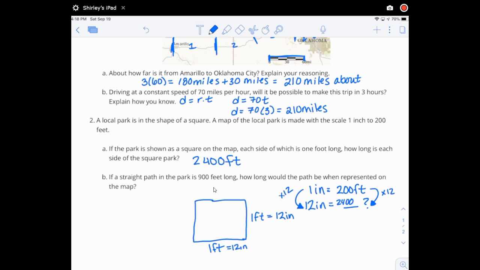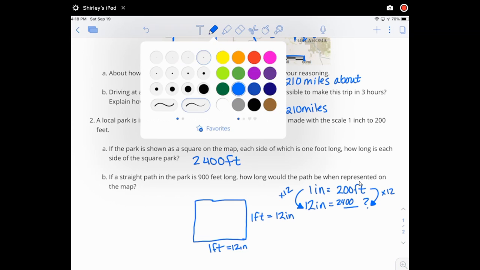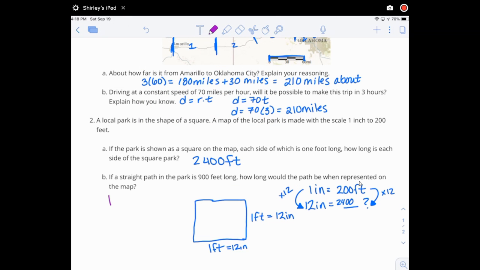Question B, if a straight path in the park is 900 feet long, how long would the path be when represented on the map? Okay, so we're going to use that same scale. My scale again is 1 inch is equal to 200 feet. And now I just have to be careful that I'm matching my labels up. So I'm given the actual distance in the park as 900 feet. So I want to make sure I'm labeling that up with my feet here. So I'm going to have 900 feet equal to how many inches on the map?